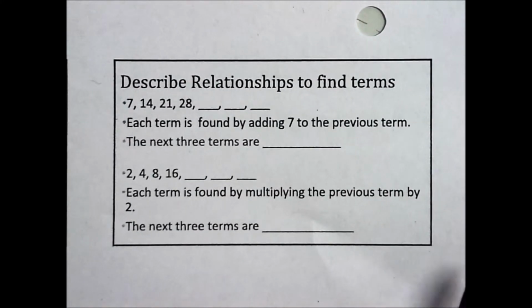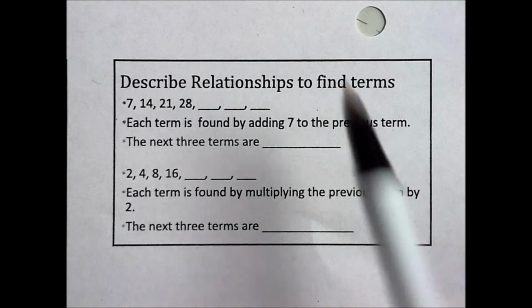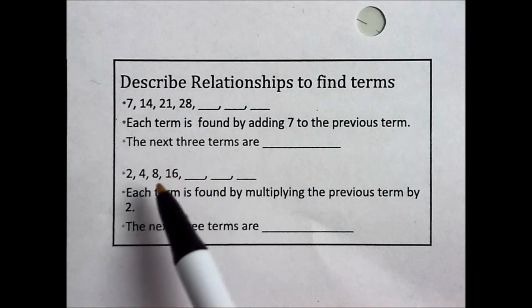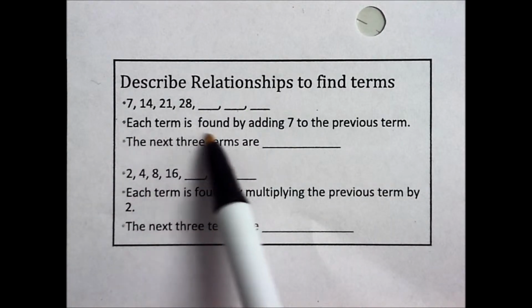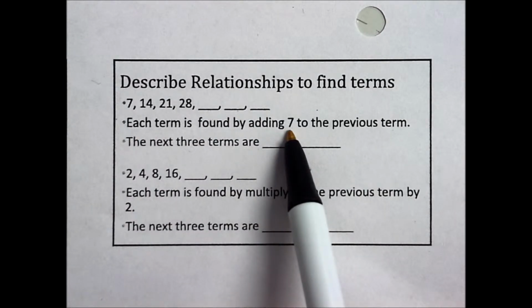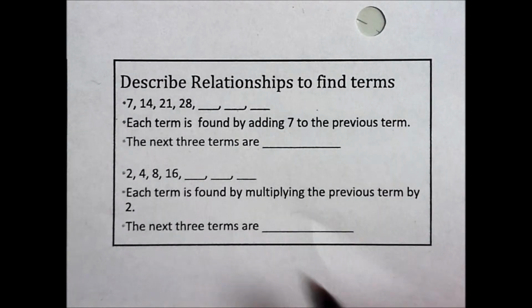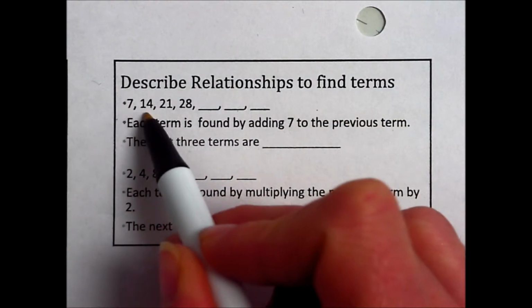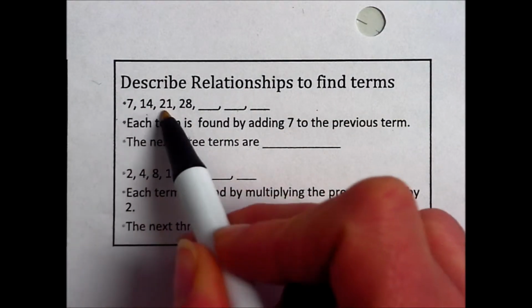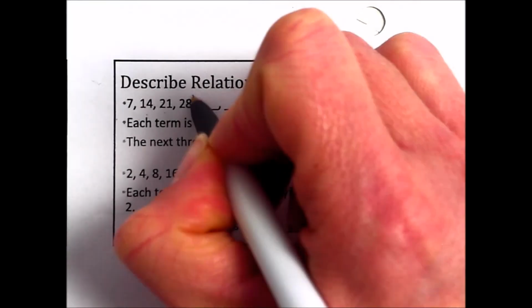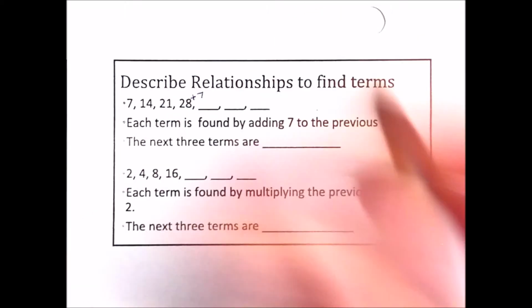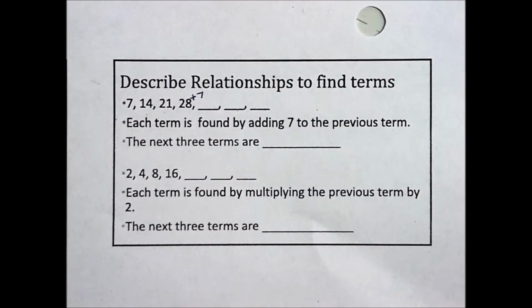So this lesson is all about rules. So we will describe relationships to find terms. In this list, we're missing 3 terms. Each term can be found by adding 7 to the previous term. So 7 plus 7 is 14. 14 plus 7 is 21. 21 plus 7 is 28. And so to find the next term, we'll take 28 and we will add 7.